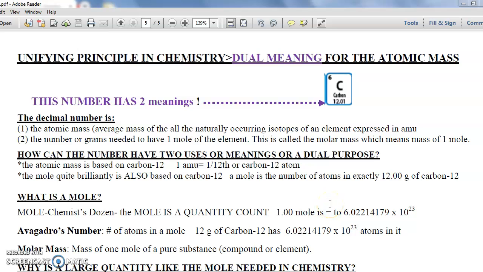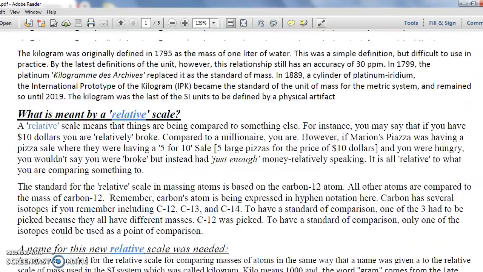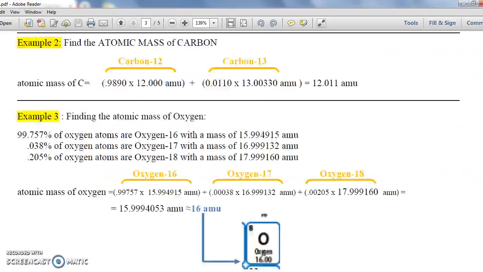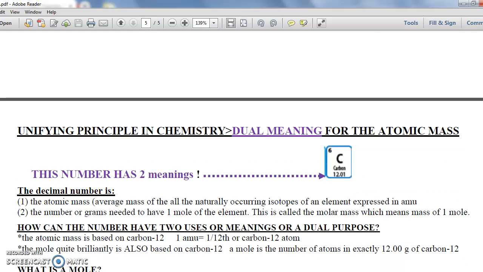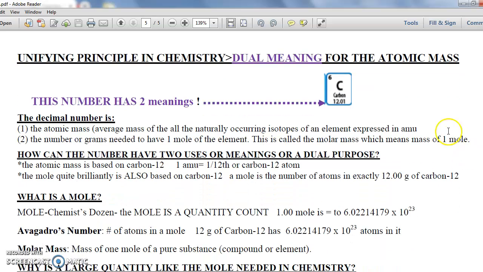And welcome to our final video on the 3B9 note packet. This final video isn't so much about atomic mass, but it is about the dual meaning of that decimal number in the box. It certainly is the average mass of the naturally occurring isotopes of the atom, which we now know how to calculate and where it came from.